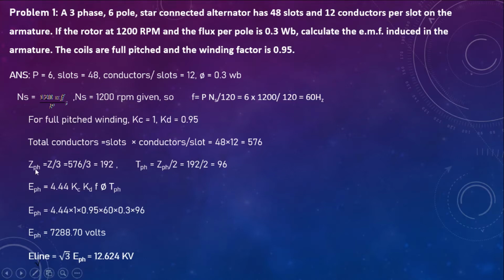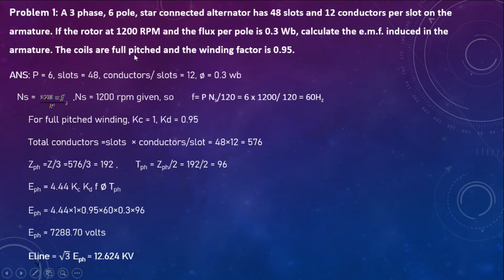How to find the number of conductors per phase? For that you have to find out the total number of conductors. How can we calculate the total number of conductors? Conductor per slot is equal to 12 and slots are 48. It has been given. So we can find the conductors as 12 into the number of slots, that's 48. That we found out as 576. Per phase, there are 3 phases, so 192. T phase is equal to Z phase by 2. We know that in the formula T phase is equal to Z phase by 2. That will give 96. So T phase we found out, flux we have, F we found out.